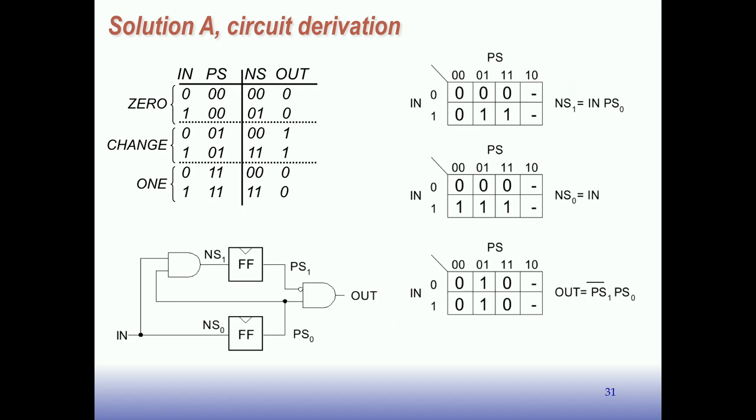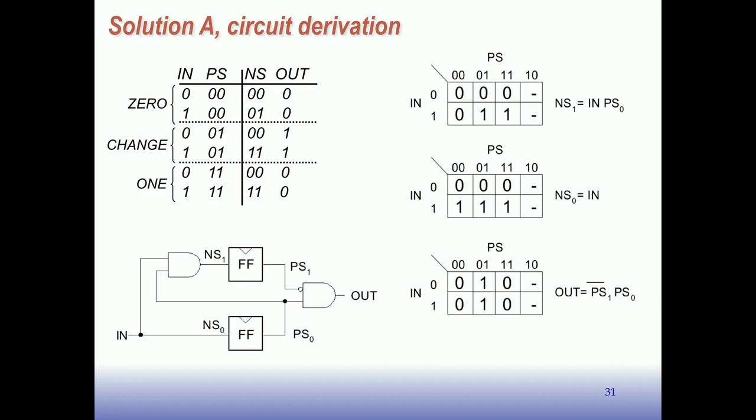Here's the 2 flip-flops that are used to represent the current state. So we have next state 0 leading into the bottom one, next state 1 leading into the top one, present state 0 comes out of the bottom one, present state 1 comes out of the top one. The output is this function. It's inversion of present state 1 ANDed with present state 0. And then here's the next state logic. So next state 0 is just input, which is nice. Next state 1 is in ANDed with present state 0. So here's an AND gate. We take present state 0, AND it with in, and we get next state 1.